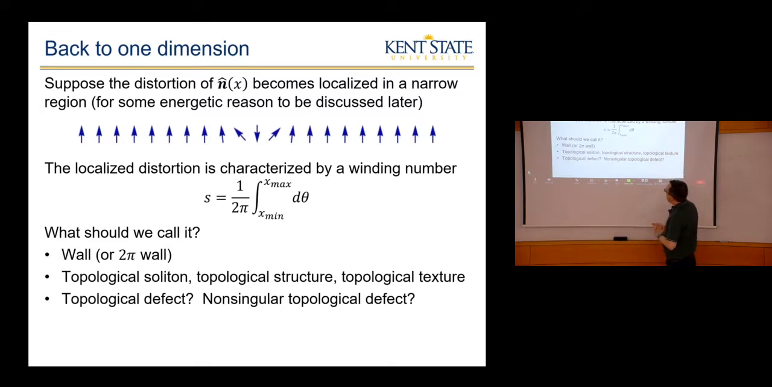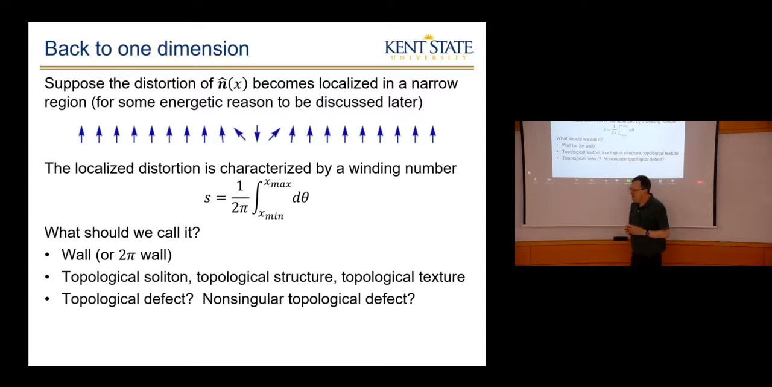And this point-like object with a small size is still characterized by a winding number. Right, there's still this distortion where the orientation rotates through 2π from the left to the right. Okay, so what is this thing? People might call it a wall or a 2π wall, right? Because it's a place where the director rotates through 2π as you go from the left side of the object to the right side. More mathematically inclined people might call it a topological soliton or topological structure or topological texture. So people like Yvonne Smolyuk would use words like that.